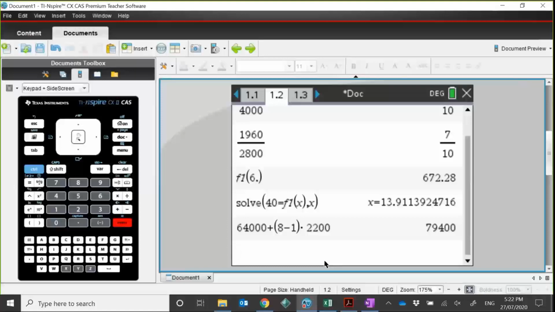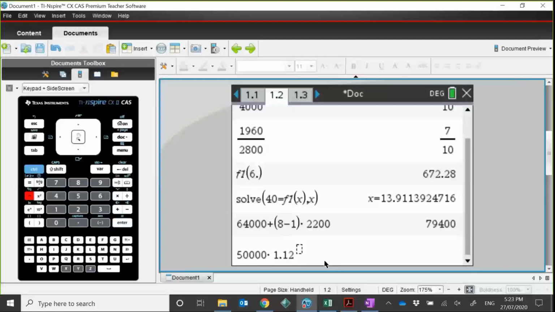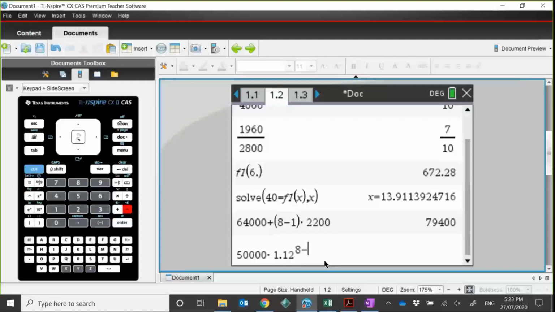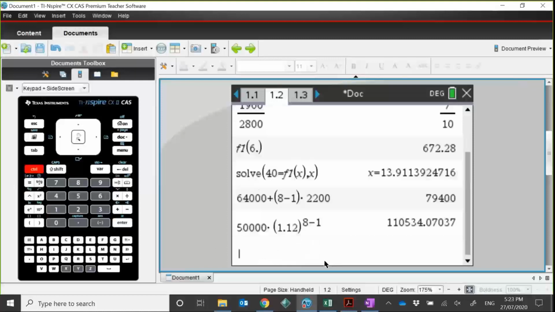The second company, company B, it was 50,000 multiplied by 1.12 to the power of n minus 1, so 8 minus 1. That is how much money you are earning in the second company in the 8th year, $110,534.07. All right.